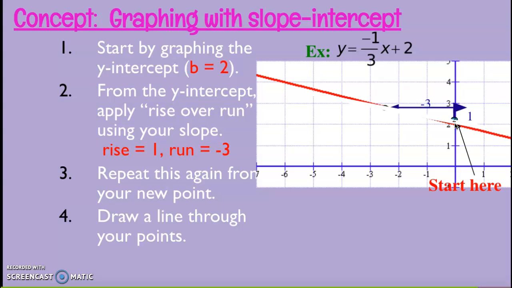Okay, so you can't see this because my picture was not quite as good as I wanted it to be, but we started by putting a point right here on 2, and then the rise was 1. We went up 1, and then instead of going to the right, we went -3, which gives us this point over here. Last thing we did is we connected those 2 points.